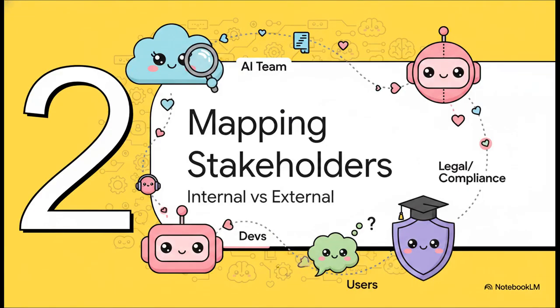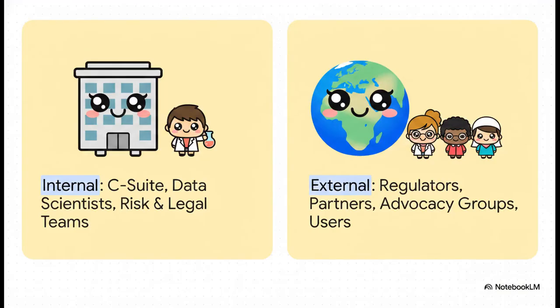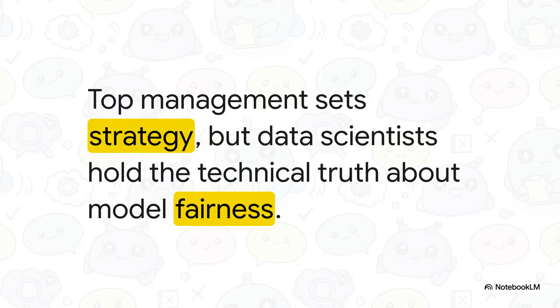Section 2. Mapping the stakeholders. This is where we have to cast a really wide net. Internally, you've got the teams building and governing the AI. We're talking the C-suite, data scientists, risk management, legal. But AI doesn't exist in a vacuum, right? Externally, you've got to consider everyone impacted by it. Regulators, partners, advocacy groups, and of course the end users. A truly comprehensive audit has to look at both sides of that coin. You literally have to talk to everyone, from the boardroom all the way down to the server room.